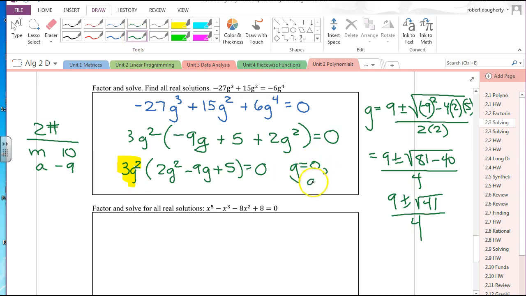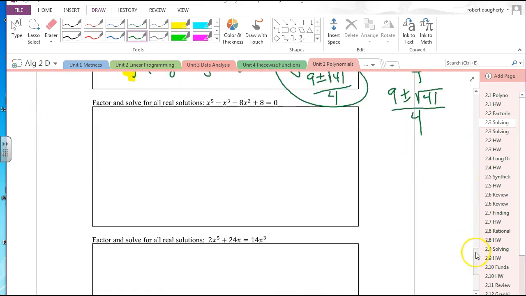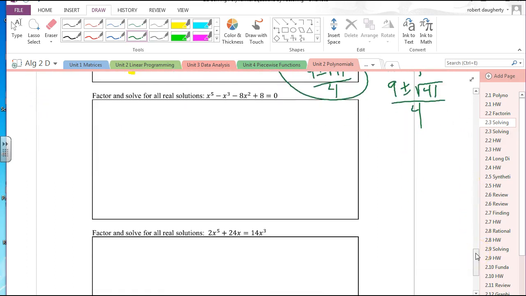G is also equal to 9 plus or minus the square root of 41, over 4. So there are three solutions: 0, 9 plus square root of 41 over 4, and 9 minus square root of 41 over 4. Those are the three solutions to that equation.